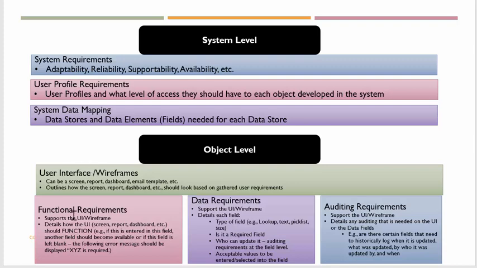You will also define the functional requirements, which go with the user interface and wireframes. What these do is tell the developer how the user interface or wireframe should function. Should there be certain things that happen when you press a button? Should there be certain things when you enter certain values into a field? Are there error messages? There are many different functions that have to happen on an object, which is why you have supporting functional requirements to tell the developer how that user interface or wireframe should function.